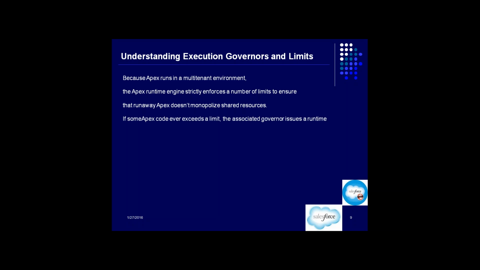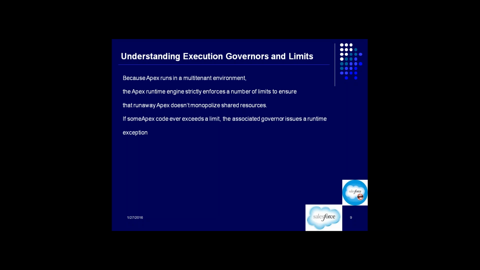Because Apex runs in a multi-tenant environment, the Apex runtime engine strictly enforces a number of limits to ensure that runaway Apex doesn't monopolize shared resources. Okay, so they want to ensure that some Apex code does not monopolize the resources. If some Apex code ever exceeds a limit, the associated governor issues a runtime exception. So if your code ever exceeds a limit, it will throw a runtime exception and stop executing. There is no scope of you going beyond that limit.